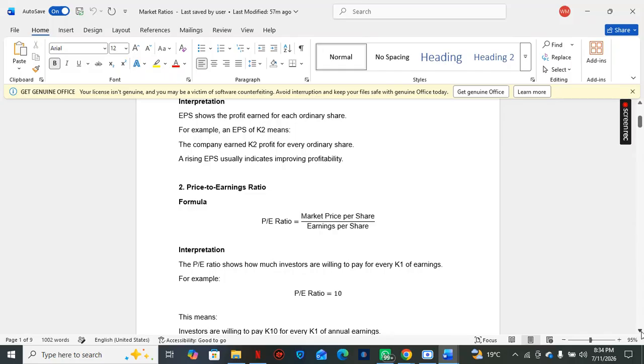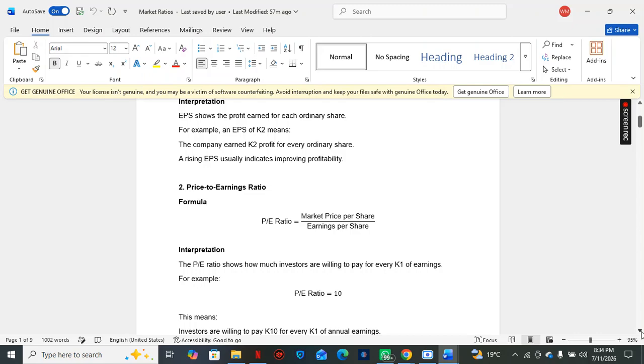All right. The next is the price to earnings ratio. How much investors are willing to pay for every 1 kwacha of earnings. So, colleagues, with this ratio, if investors are willing to pay more for every 1 kwacha of the earnings, then it means that company is doing well. That's why they're willing to pay more.